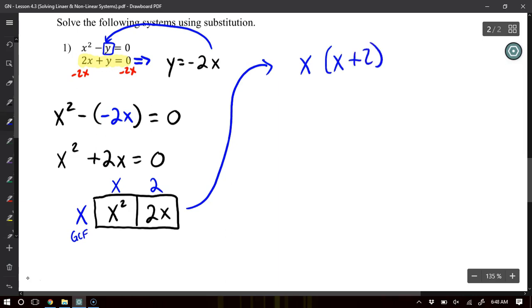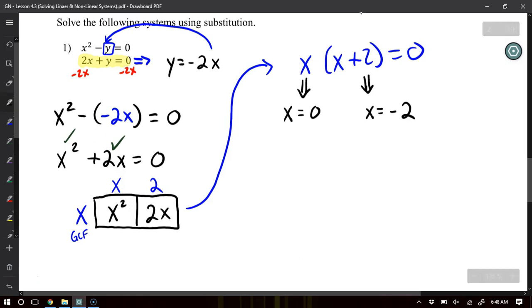And quickly check, by the way, especially when you do GCF, it's very easy. x times x is x squared. x times 2 is 2x. So those are my factors. I'm going to set each one equal to 0. So set x equal to 0 and solve. There's no solving needed. Set x plus 2 equal to 0. x equals negative 2. So again, I have 2 x values.